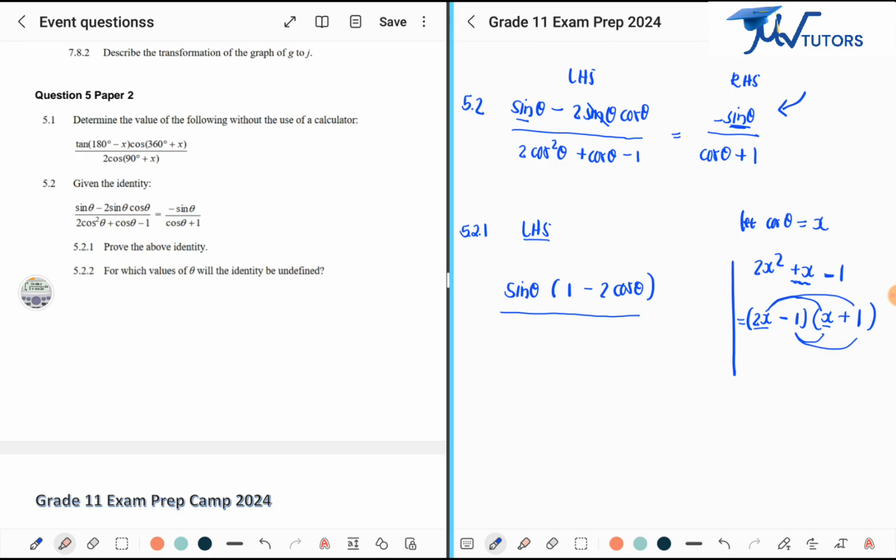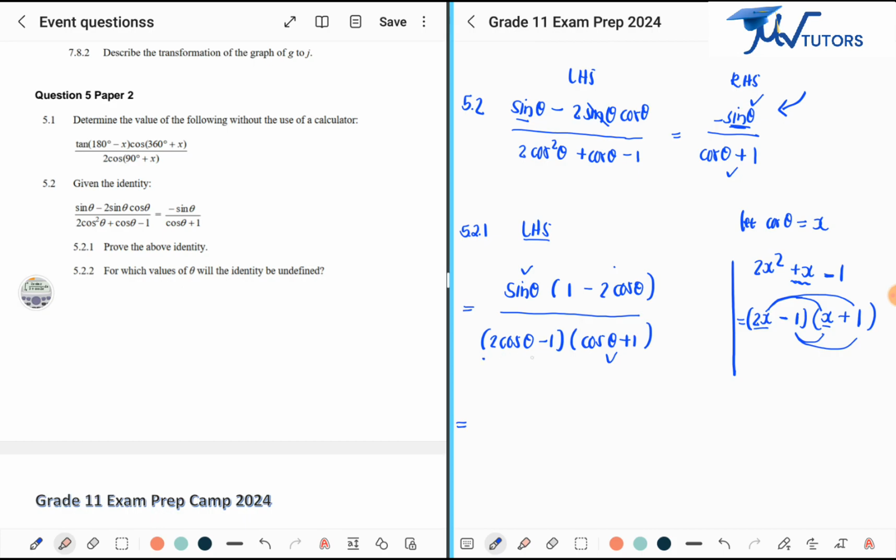But remember, we're not dealing with x here, we're dealing with cos theta. So I'm going to go back and say, in the place of x, I'm going to put a cos theta. So I have 2 cos theta minus 1, and I have cos theta plus 1. Okay, remember to put your equal sign there. And then can I simplify? I have my sine theta here, which is there. I have a cos theta plus 1. I see it. So meaning these two have to cancel, but here's the thing.